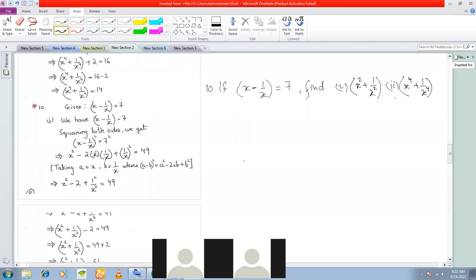And second, x to the power of 4 plus 1 by x to the power of 4. In the previous problem, x plus 1 by x was given. Here, x minus 1 by x is given. So how will you start? Now again, see the power of x here is 1, isn't it? Both the powers are 1. You want to find out power 2, so we are moving from power 1 to power 2. So we again will square. We start with what is given. So we have x minus 1 by x is equal to 7, squaring both sides.